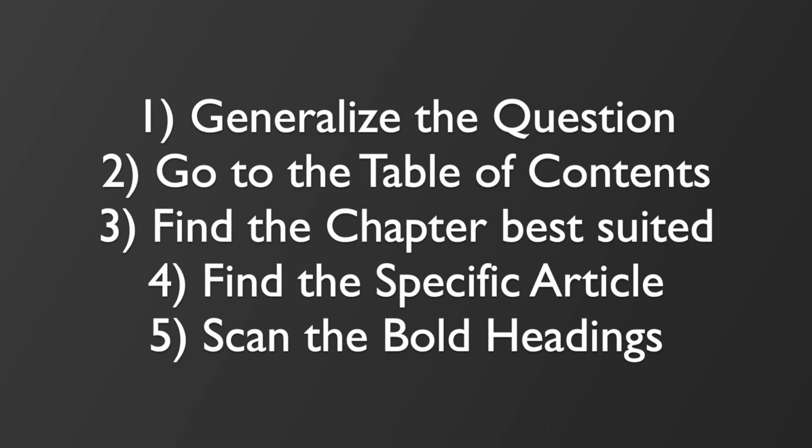So the general rule of thumb is to break down the question to understand what it's asking generally. Go to the table of contents and scan through it. Locate the chapter that focuses on the desired category. Find the article pertaining to your specific application, and then go there and start scanning through that particular article until you come across what it is that you want.